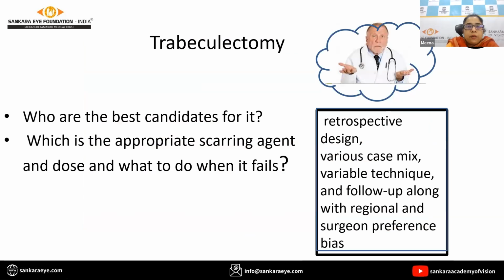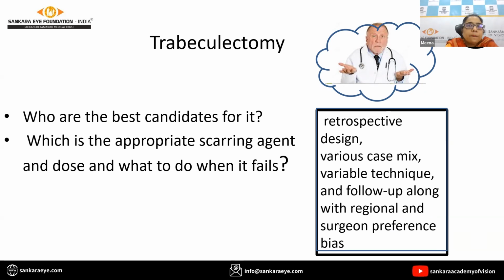So when we talk about only a trabeculectomy, as per the literature now, from which age is trabeculectomy good? Who are the best candidates? Which is the appropriate scarring agent and dose, and what to do when it fails? When we search the literature about trabeculectomy in children, most of the studies are retrospective in nature, with different age groups and different techniques being used, and the follow-up, along with regional and surgical preference bias, is there.